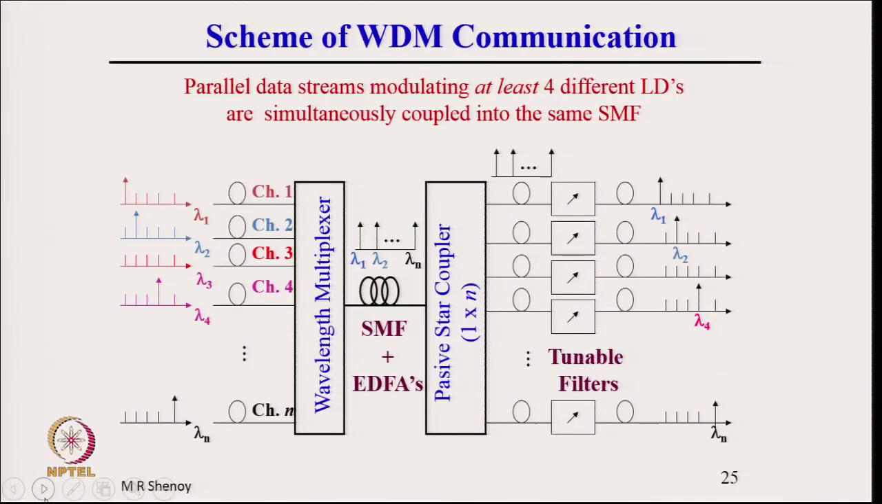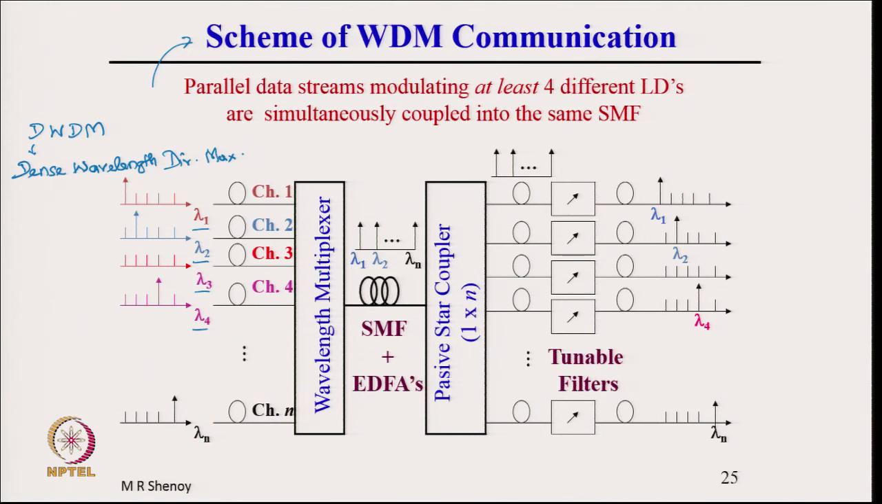To see that, let us come to the scheme of WDM communication. There are several things which are shown, we do not have to bother about it. Let me put it in simple terms. This is a DWDM communication system. DWDM stands for dense wavelength division multiplexing. There are several wavelengths, lambda 1, lambda 2, lambda 3, lambda 4 and so on, lambda n, transmitted.